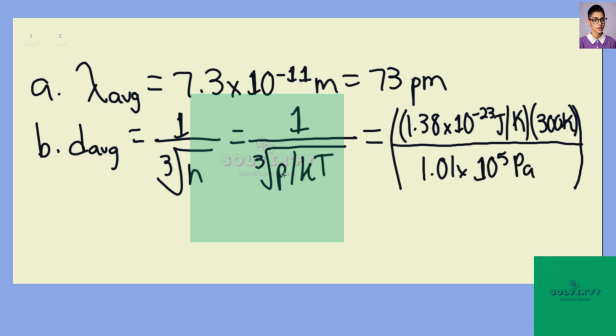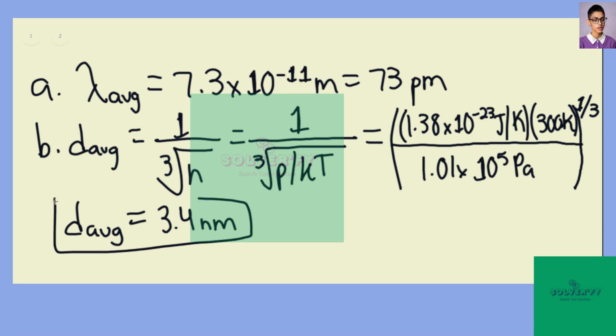My apologies. I said that this was momentum. This is not momentum. This is actually pressure. And we can then take the third root, or we can say this entire term to the 1/3 power. Taking the third root or setting it to the 1/3 power is going to give the same answer. And the average separation is found to be 3.4 nanometers. This would be our answer for part B.